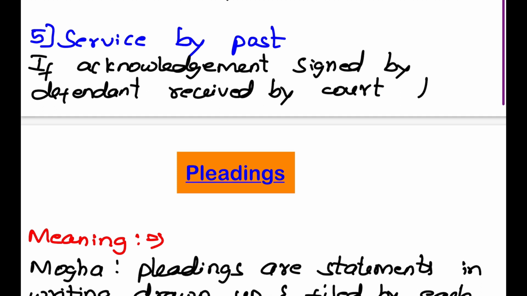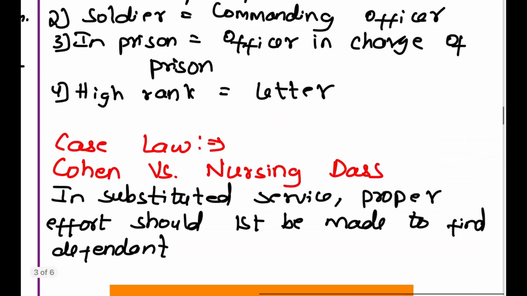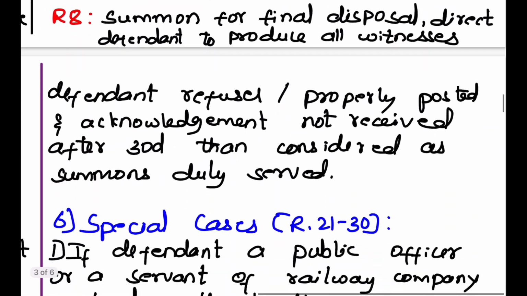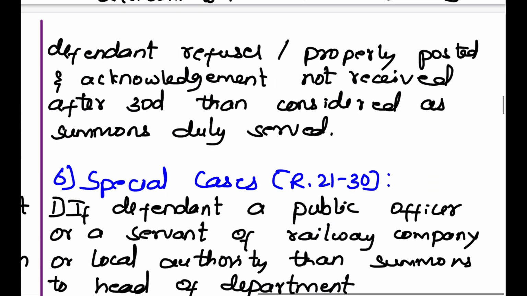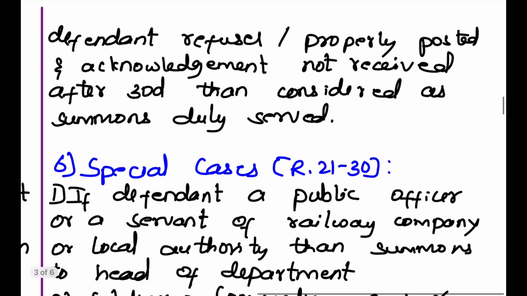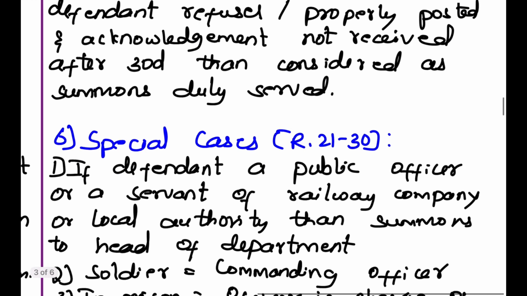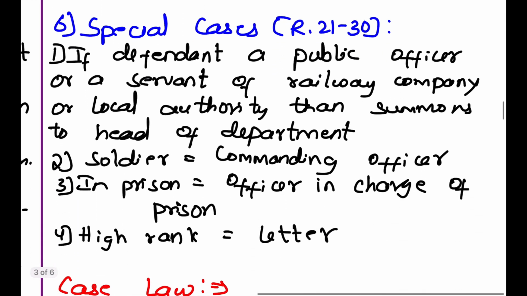The next is service by post. If the acknowledgement signed by the defendant is received by the court, or the defendant refuses, or the property is posted and an acknowledgement is not received after 30 days, then it is considered as a summons duly served. So if the defendant accepts the summons and signs the acknowledgement and it is received by the court, then it is considered as a summons duly served by post.